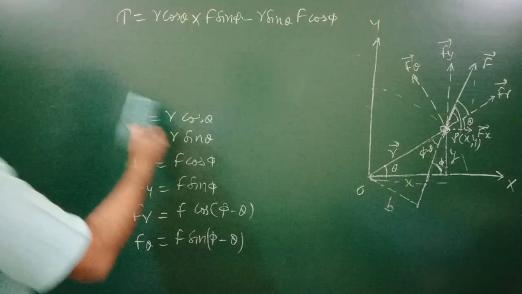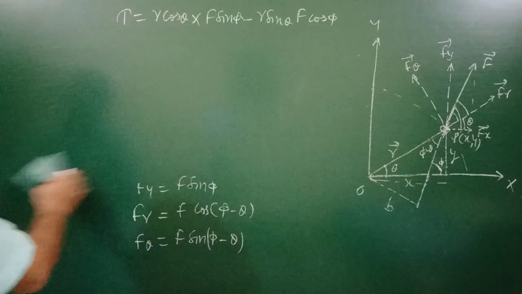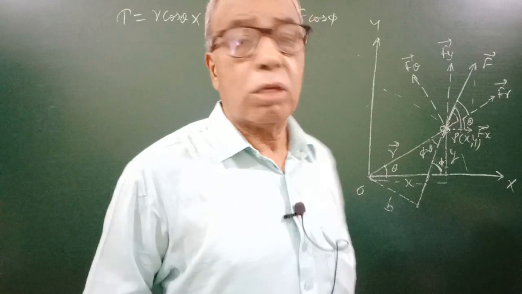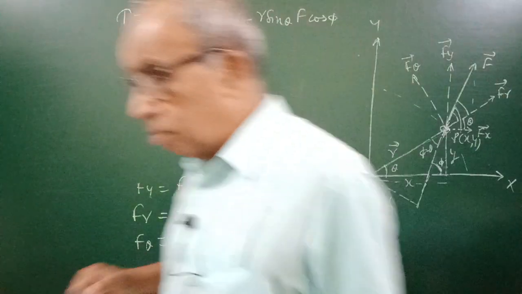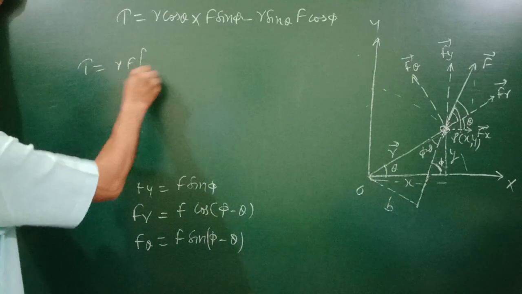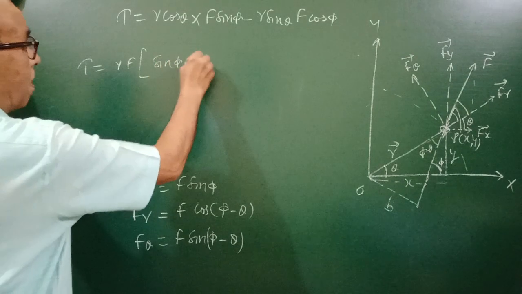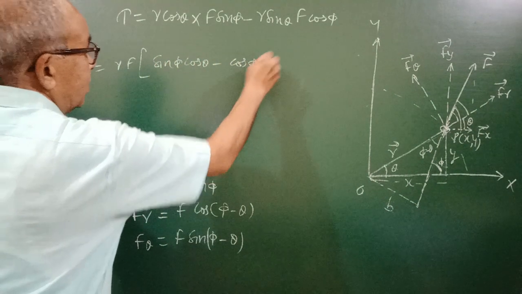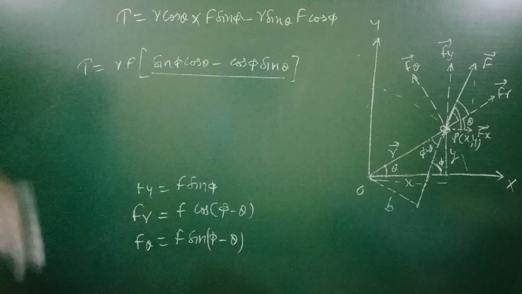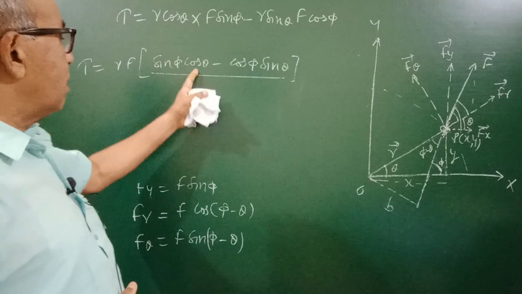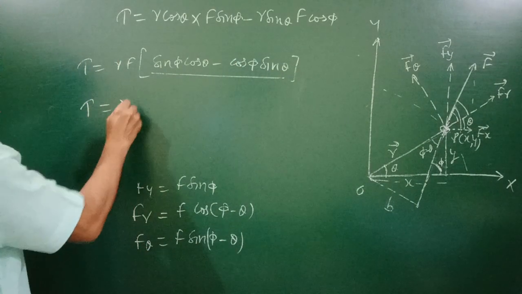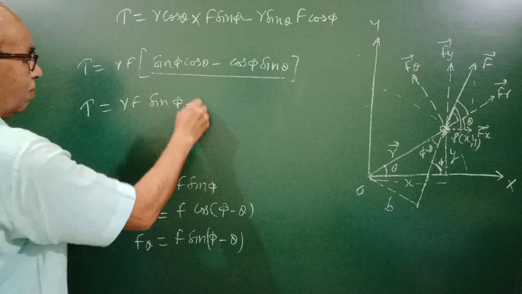Basic geometry is very helpful for us, so we must take care of trigonometry. Actually class 11 trigonometry is taught so fast that students are unable to learn. Now we have tau equal to r F common. I may write sin phi cos theta minus cos phi sin theta. I hope you remember this thing. What is this? sin A cos B minus cos A sin B. So it is equal to sin(phi minus theta).